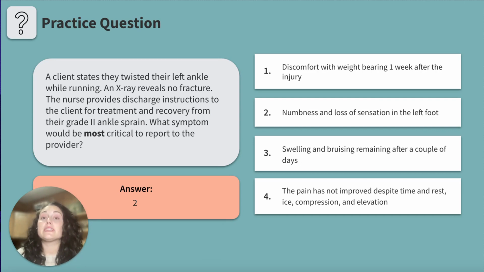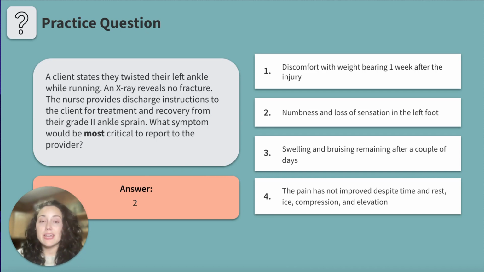Even though the x-ray was negative for a fracture, it is possible the injury was more severe than a sprain. Let's talk about the other options. Sprains may take weeks to resolve, depending on the severity. So it seems like we can rule out options 1 and 3 here, because depending on the expected length of recovery time, this warrants continued monitoring and follow-up.